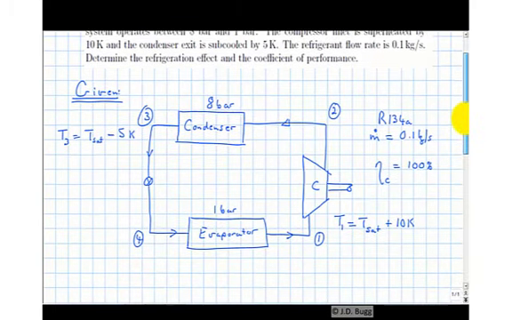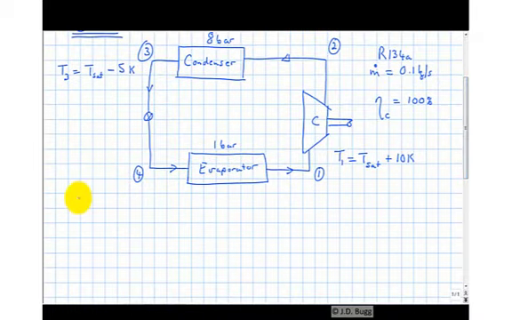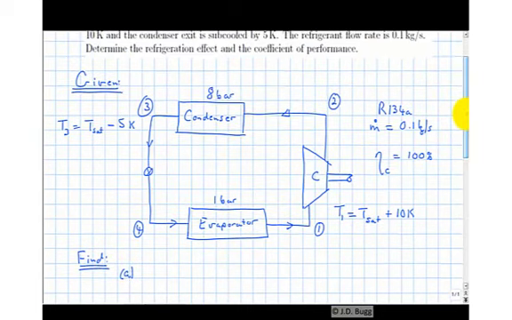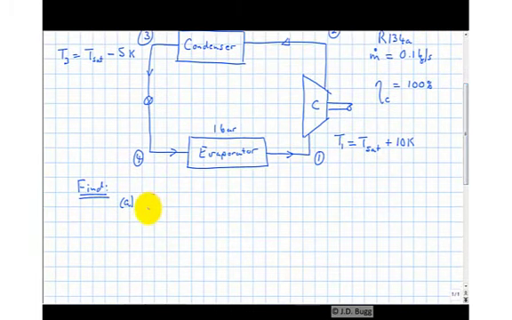And what we're asked to find is the refrigeration effect and the coefficient of performance. So we'll list those next. Find: A, refrigeration effect. So we need to know what refrigeration effect is. The refrigeration effect is the cooling rate that the evaporator produces. So it's the heat transfer into the evaporator, and it's a rate of heat transfer. Refrigeration effect is always a rate of heat transfer. So refrigeration effect is Q dot evaporator. And B, we're looking for the coefficient of performance. Beta is the symbol we use for that.